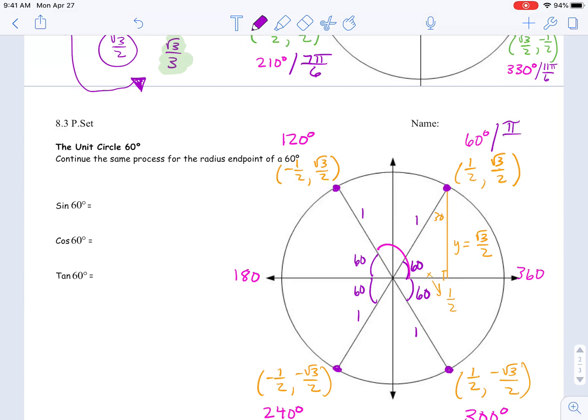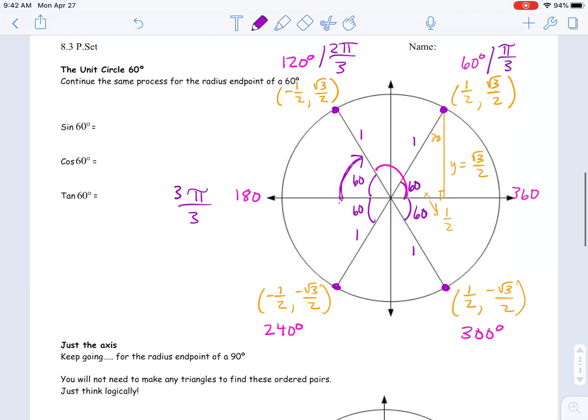60 degrees, one that we want to have memorized, is pi over 3. And if we use the trick, using pi but making a common denominator and adjusting the numerator, we're looking at 3 pi over 3. The reference angle is 60, so it's just a pi over 3. So pi over 3 before getting to 3 pi over 3 is 2 pi over 3. Pi over 3 after getting to 3 pi over 3 is 4 pi over 3.